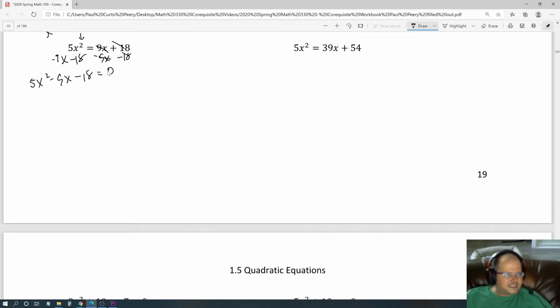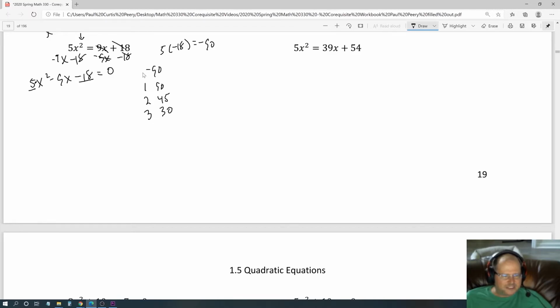Okay, next step is we're going to factor this. Now this one's a little more complicated because it does not have a leading coefficient of one. This one's going to require a little extra work. First, we're going to multiply the leading coefficient by the constant at the end, the leading by the trailing coefficient. So we're going to say 5 times negative 18 gives me negative 90. So we're looking for two numbers that we can multiply together to give you a negative 90, that if you add these together would give you a negative 9.